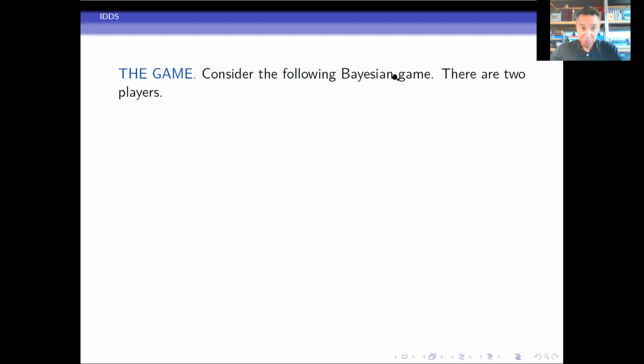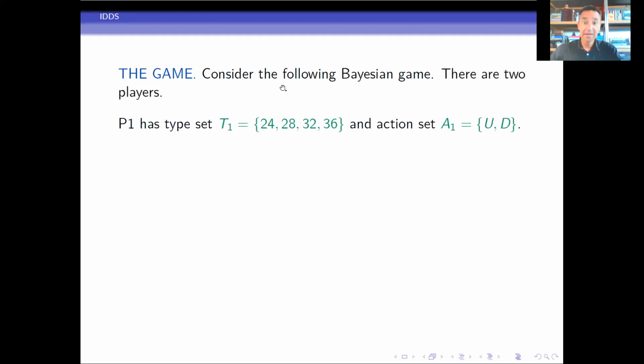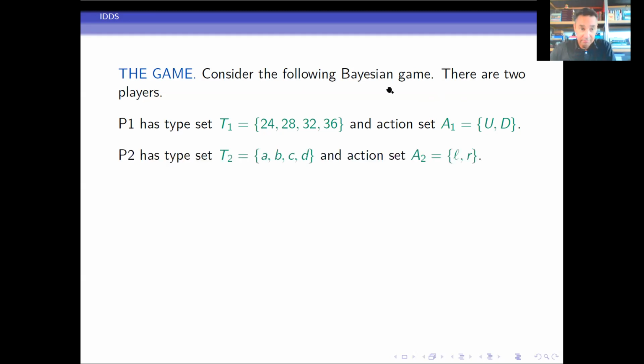So the example has two players, and both players have a type set and an action set. Player one has four types, and the types are called 24, 28, 32, and 36 for reasons that will become apparent in a moment. And he has two actions, U or D, and that stands for up or down. Player two also has four types called A, B, C, and D. And he has an action set L and R, which is short for left and right.